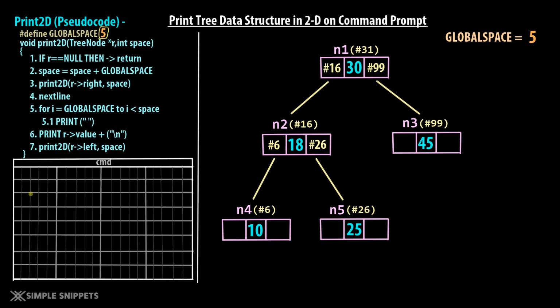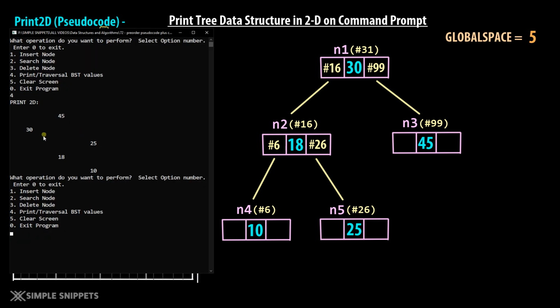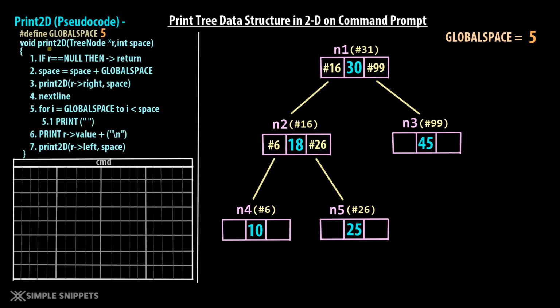We're going to plot our output onto this command prompt so that when we dry run this print2d function, at every step we get the proper output and it looks like a tree, just like on an actual command prompt. Alright, so let's do the first print2d call.